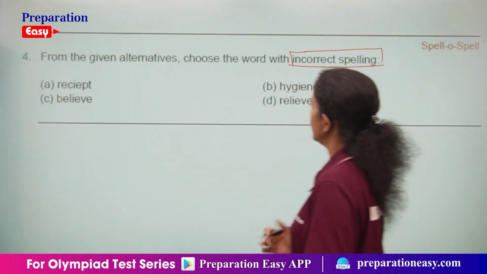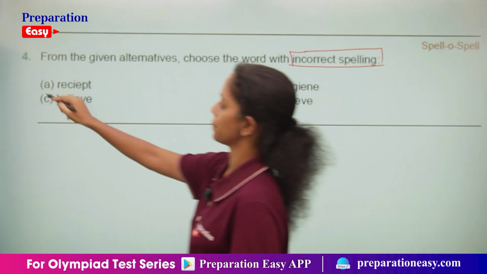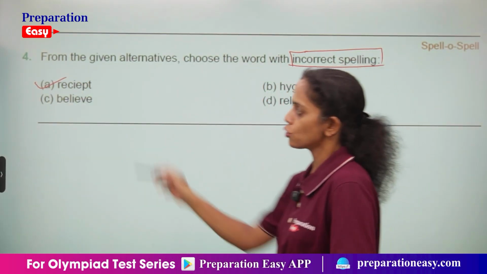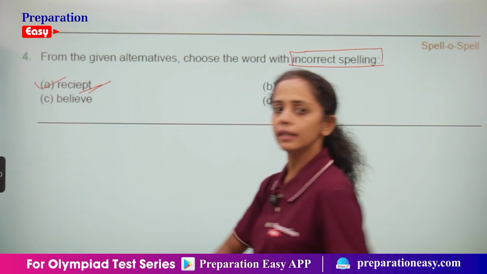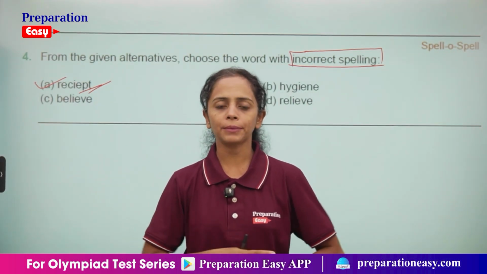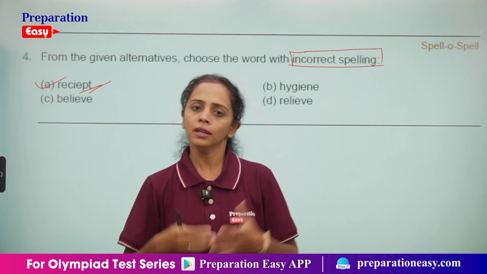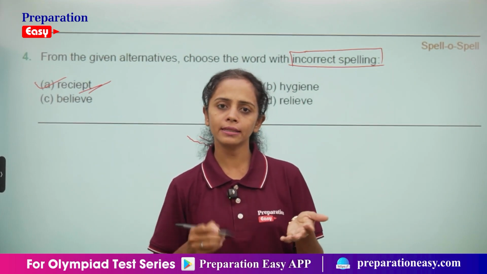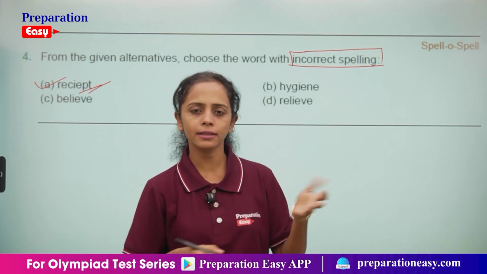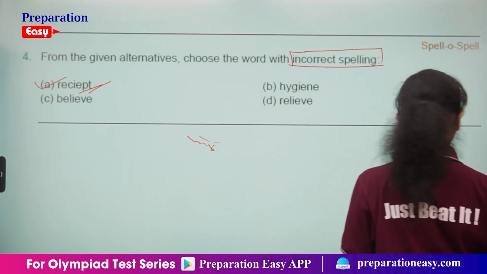Over here, the incorrect spelling is receipt. The right spelling is R-E-C-E-I-P-T. So, over here, the incorrect spelling is receipt. Receipt means you can say a kind of a page. If you go to buy something, if you go to buy books, the person gives you a receipt, or else we can say he will give you some kind of paper where everything is written, that kind of receipts.